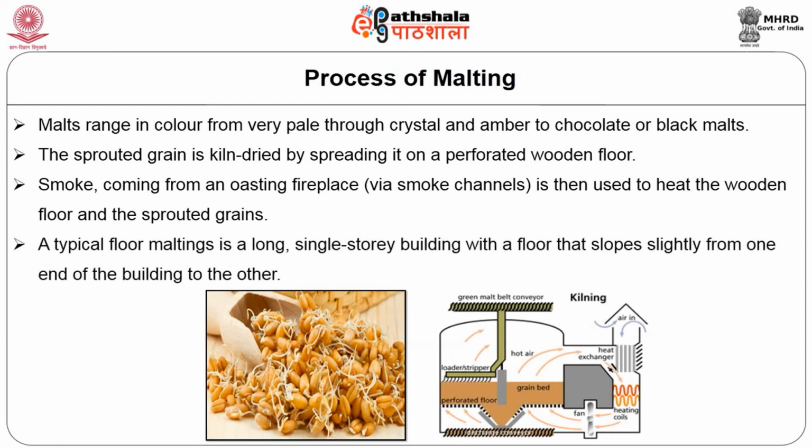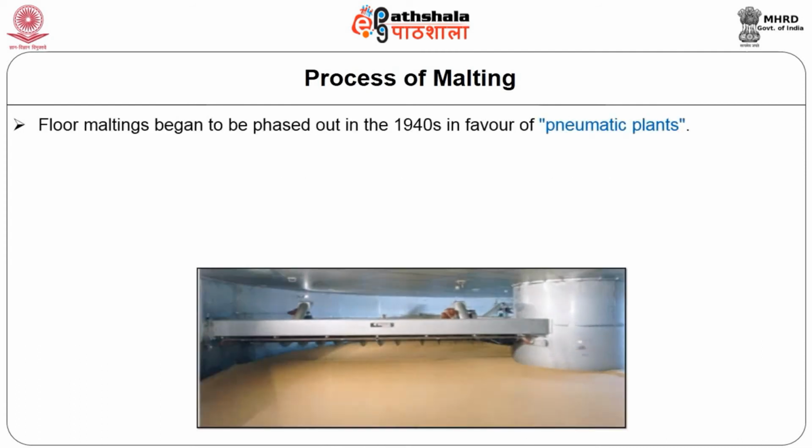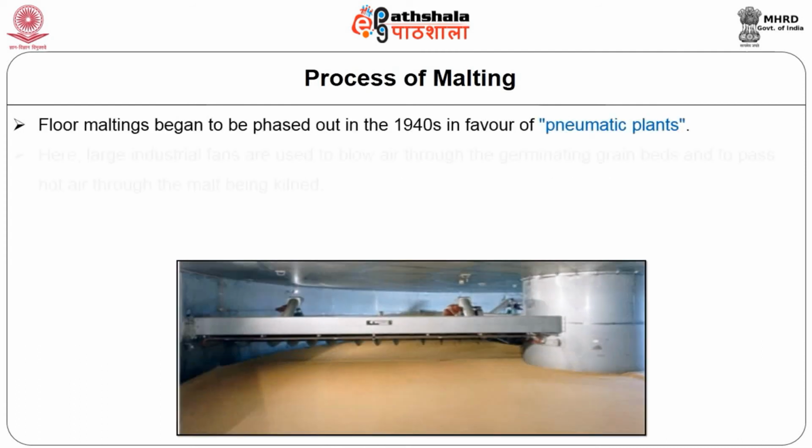A typical floor maltings is a long single story building with a floor that slopes slightly from one end to the other end of the building. Floor maltings began to be phased out in the 1940s in favor of pneumatic plants.